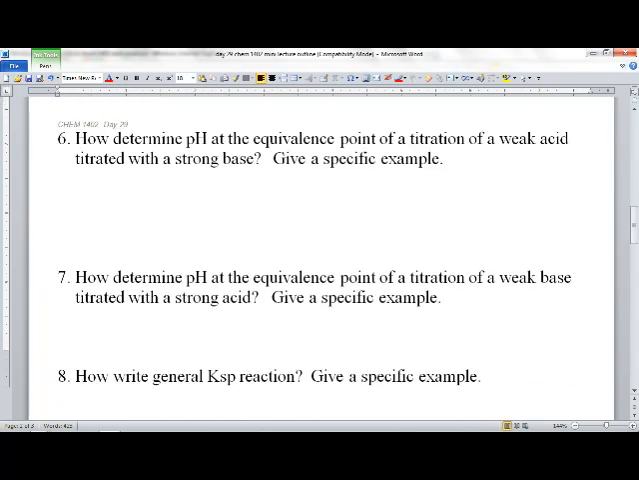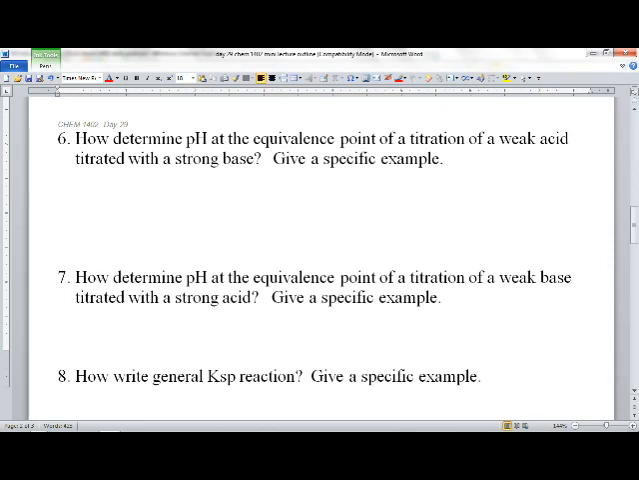Okay, now we're getting into a little more complicated stuff. How do you determine the pH at the equivalence point? So we're titrating these weak acids or weak bases, and we want to know the pH at the equivalence point. Again, all these questions are about writing a Ka or a Kb reaction, then you've got to do ICE. You just have to figure out, do I write a Ka reaction or a Kb reaction? It depends on what you're forming at the equivalence point.